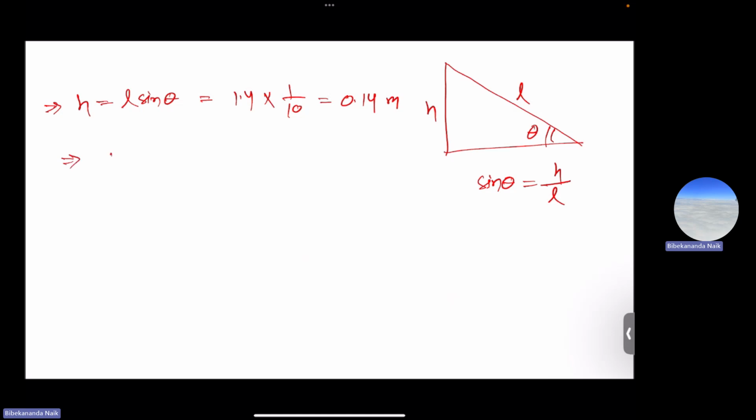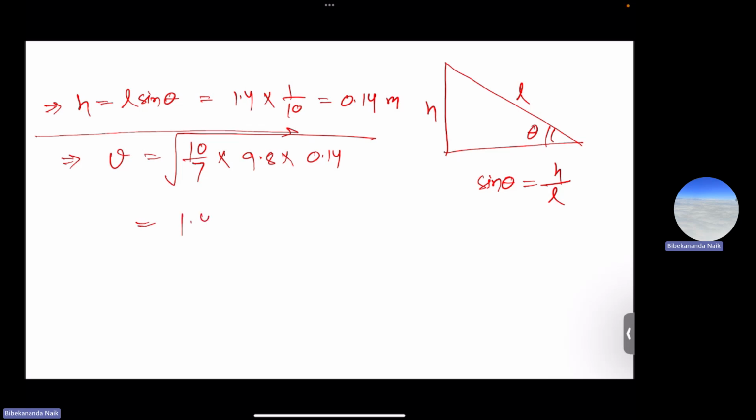So that implies v will be root over 10 by 7 into 9.8 into 0.14, and if you calculate it, it will give you 1.4 meter per second.